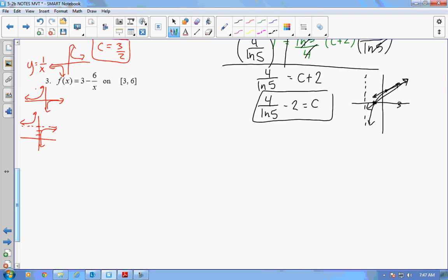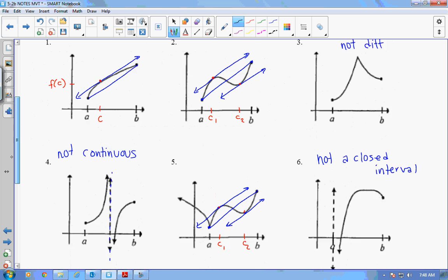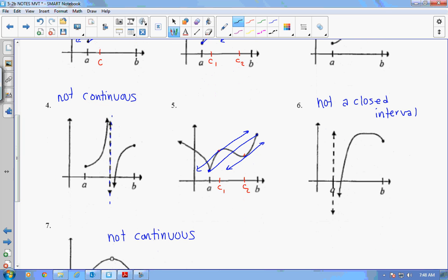Okay, so from 3 to 6, is it continuous? From like, say, there to there. Is that continuous and differentiable? Yeah. If we had said 0 to 6, it wouldn't work. Because, I think we have an example of that, right? This one, right? From A to B, because it's not a closed interval.